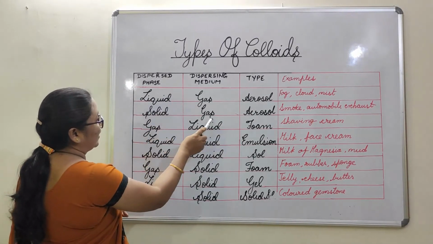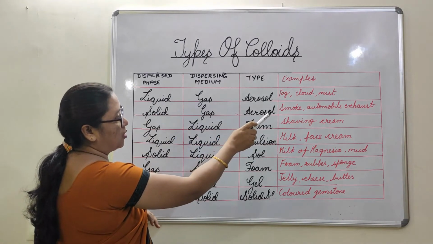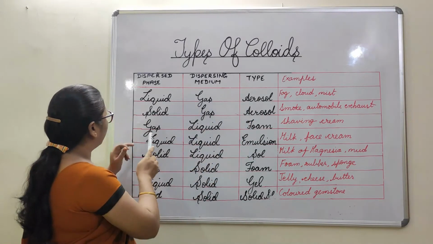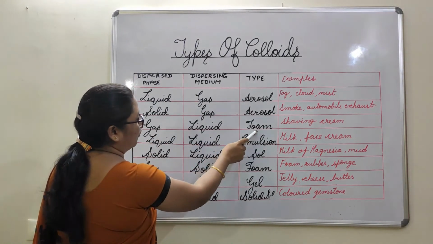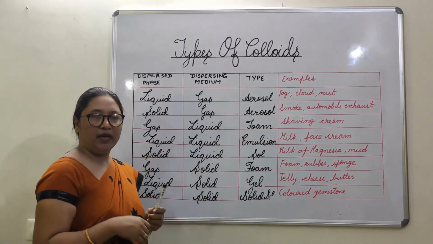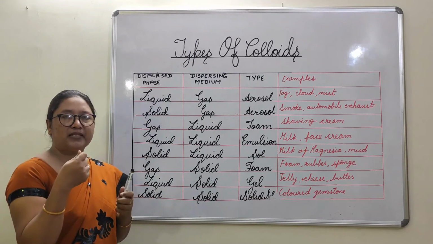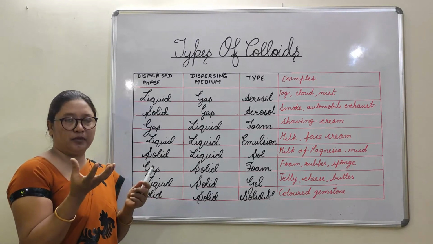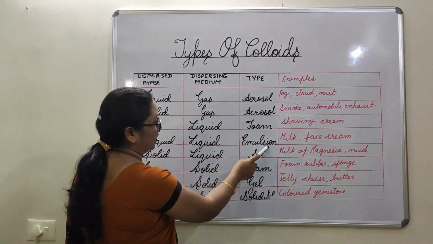Next is solid in gas, which is also called aerosol. Examples are smoke and automobile exhaust. Next one is gas in liquid, which is in the form of a foam, like shaving cream. Shaving cream is like a paste, but when we mix it, it comes in the form of foam. Liquid in liquid is emulsion.